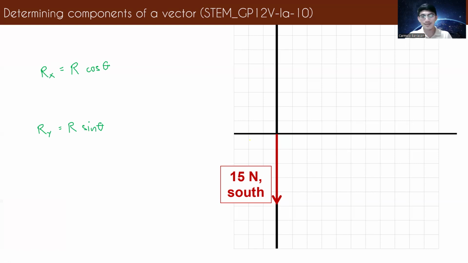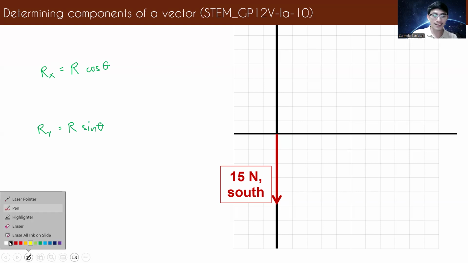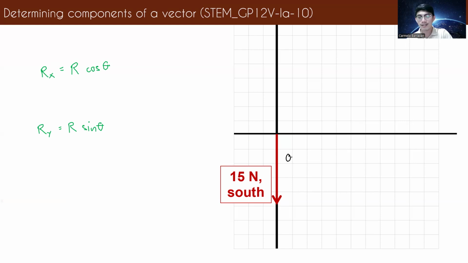In this case, our angle is what? That's south. So our angle is 270 degrees. So theta is 270 degrees. Theta, that's south automatically. So theta is 270 degrees, meaning that Rx is 15 newtons multiplied by cosine of 270 degrees. And that will give you zero newtons, right? Because there is no horizontal component of our vector. It is only the vertical component.